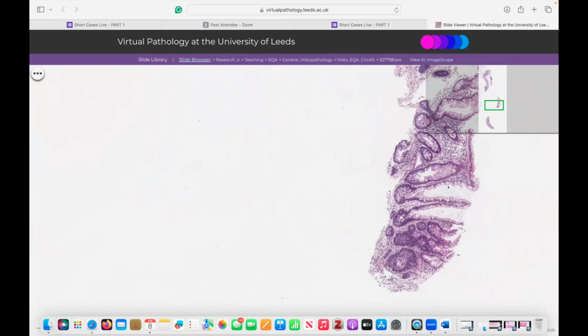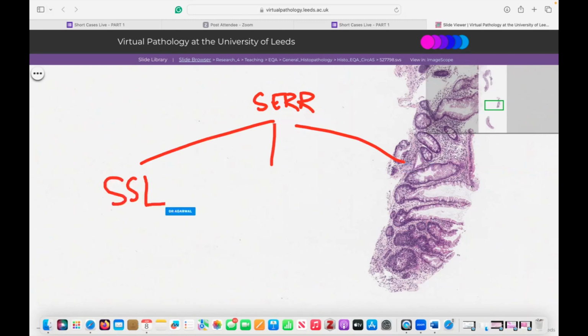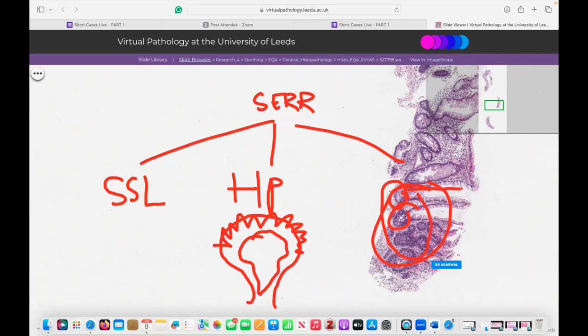So when we talk about sessile serrated, if you see serrations, there are three lesions that should come to your mind. You have SSL. This is what the case is, SSL. Then you have hyperplastic polyp, where the serration is just on the top. This will be normal, and you will not see this boot shaped. So when the serrations go down to the base of the crypts, that is when we call it sessile serrated lesion. If the serrations are just on the lumen, then it is a hyperplastic polyp.